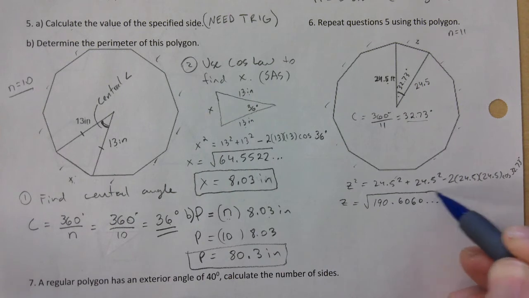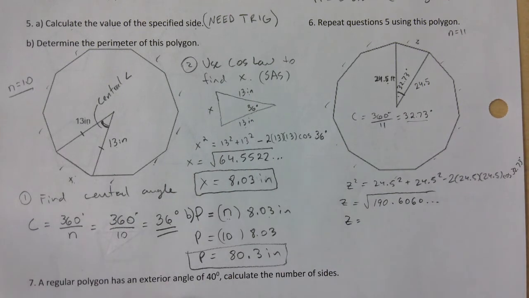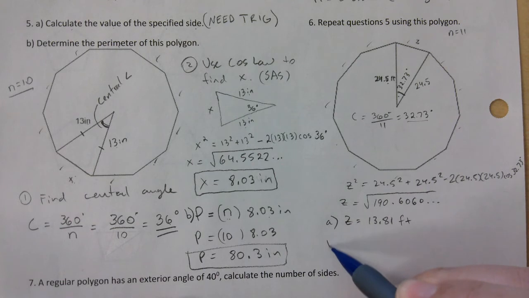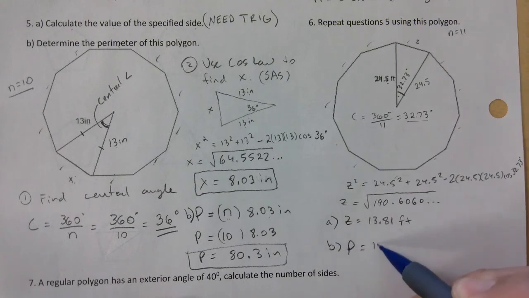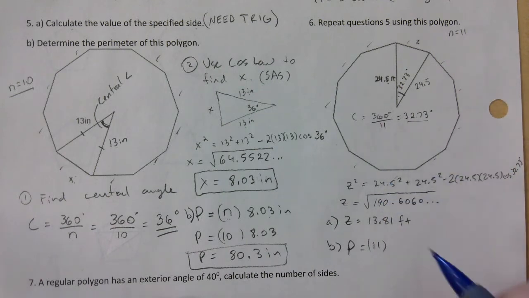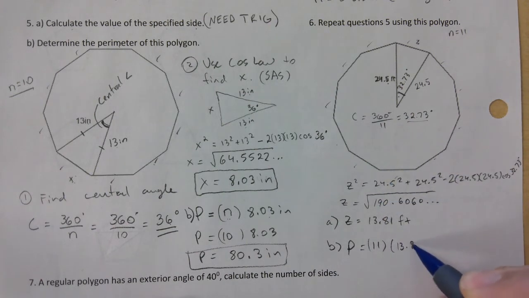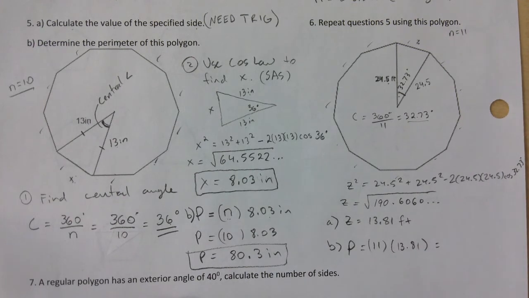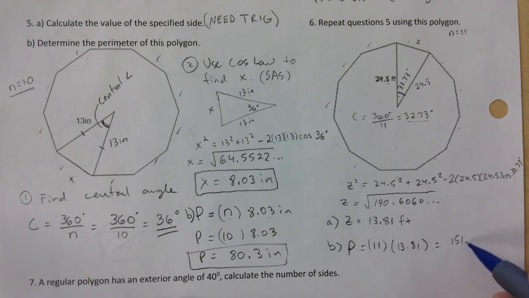It's all of it. So z is equal to 13.81, and we are in feet. That would be answering A. And for B, we would just go that the perimeter is 11, because that's how many sides we have. 11 sides times 13.81. That's 151.91 feet rounded.